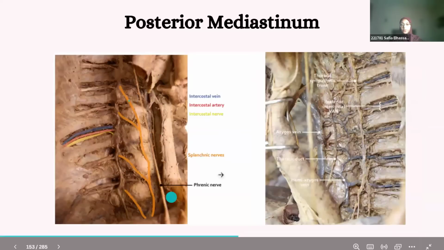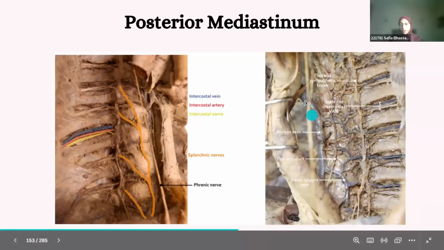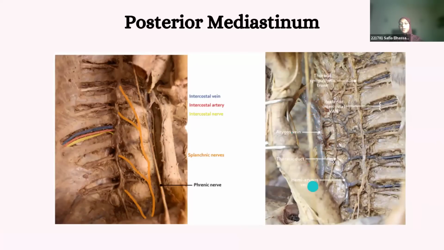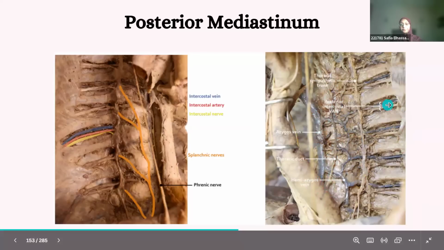And here is just another view. Here you can also appreciate the azygous vein a little bit better and the thoracic duct. So if you ever get confused between the azygous vein and the thoracic duct, just notice that the azygous vein receives tributaries from all of these intercostal veins, and they all meet up and drain here, while the thoracic duct does not, and the thoracic duct also tends to be more of a pale structure.